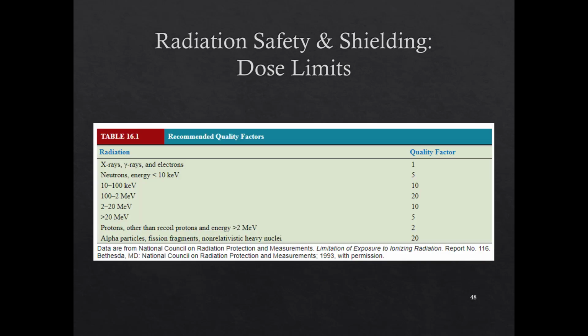The recommended quality factors can be found in this table, which is taken from Kahn. You can see here that X-rays, gamma rays, and electrons are going to have a quality factor of 1, whereas neutrons from 100 keV to 2 MeV is 20, which is relatively high, and then alpha particles are also 20.